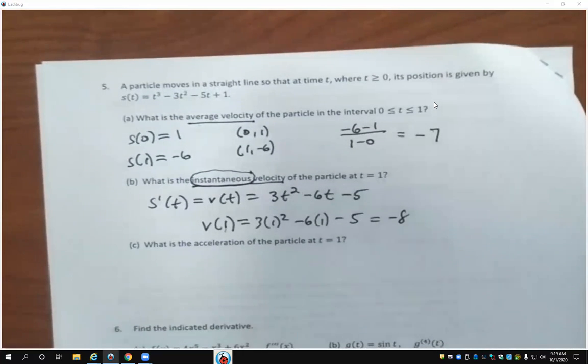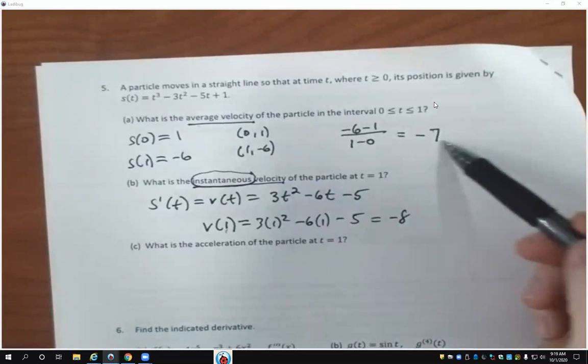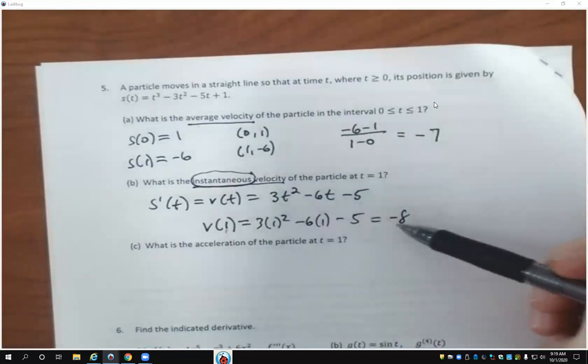Let's just say it was feet per second, right? So the velocity would be feet per second. If the units were feet and seconds, it'd be feet per second. Okay, average velocity is just going to be negative 7 feet per second.